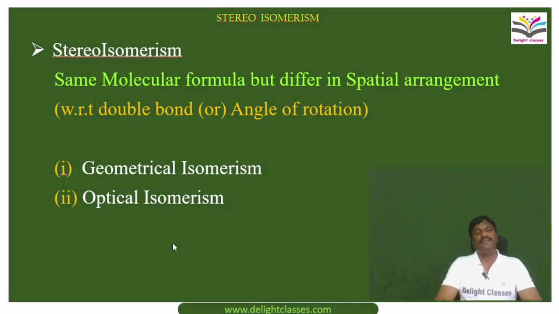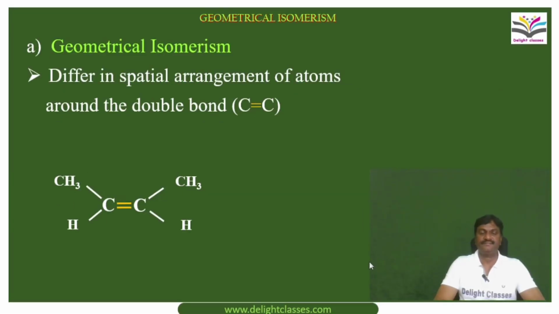Stereoisomerism. Same molecular formula, but they differ in spatial arrangement. Here, two types are there: geometrical isomerism and optical isomerism. Geometrical isomerism is a difference in spatial arrangement of atoms around the double bond. Now, when we look at the structure, C double bond C is there. With respect to C double bond C, how are they arranged? They are on the same side or on the opposite side.